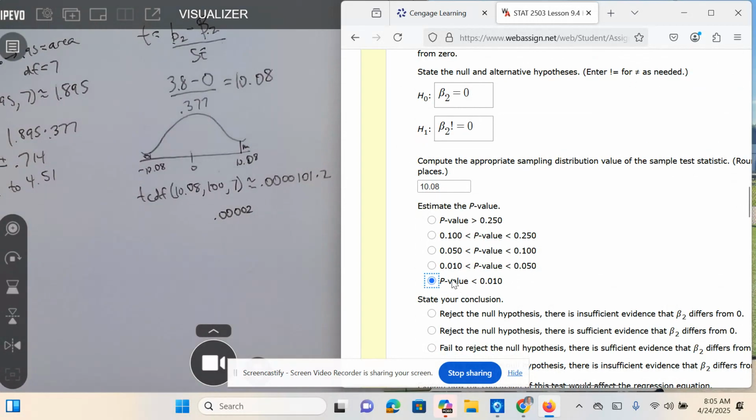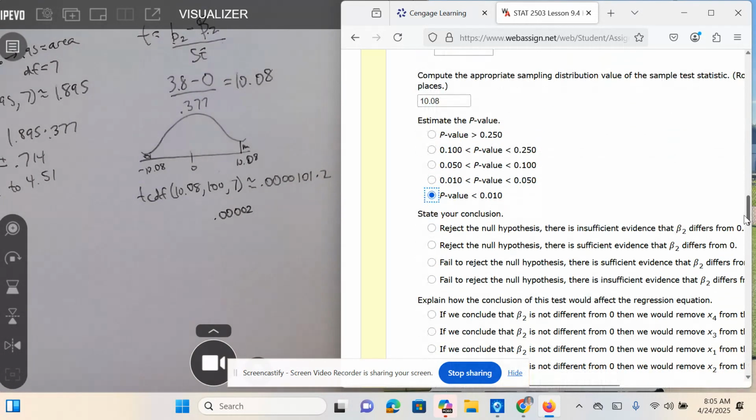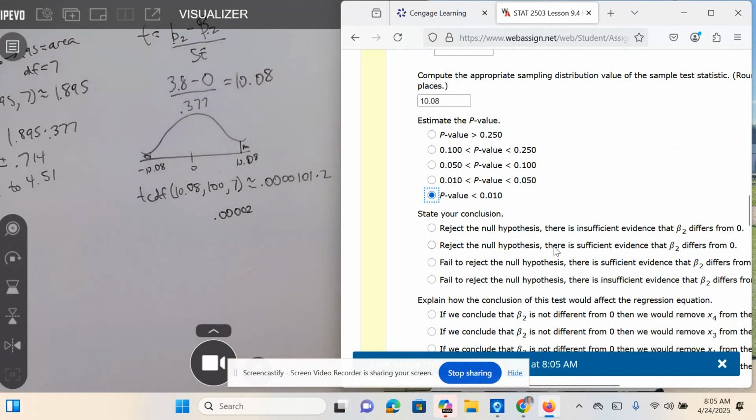So remember what we talk about when p is low, reject the H0. That's a very small p-value. So we're going to reject the H0 here, reject the null hypothesis. And when you reject H0, that's guilty. So we have sufficient evidence that it differs from 0.